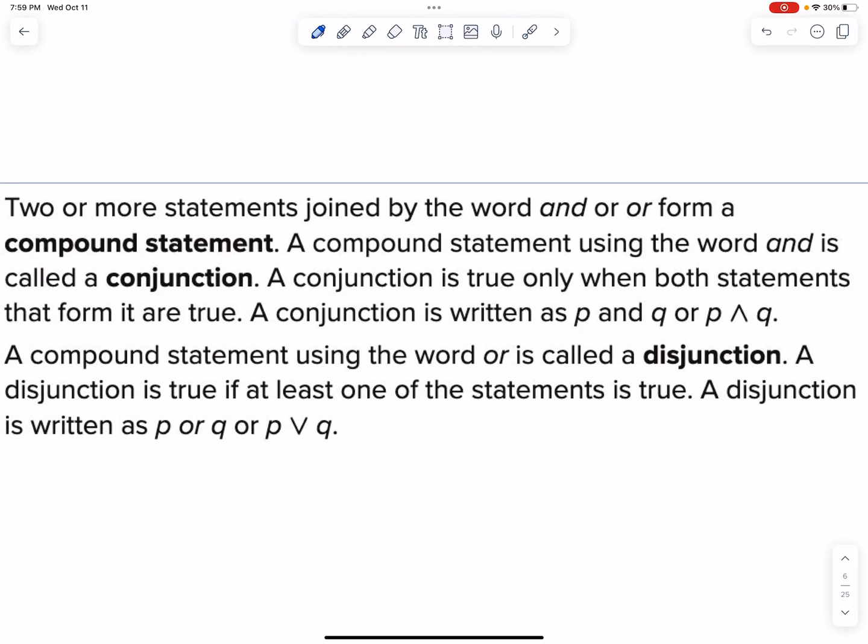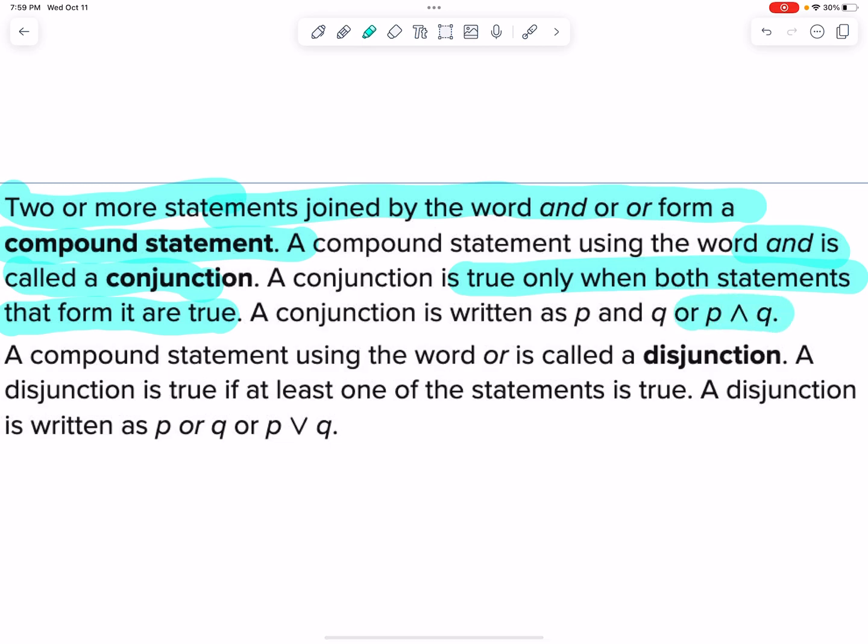Okay, so two or more statements joined by the word and or or form what's called a compound statement. If you want to add compound statement to your notes, it's two or more statements joined by the word and or or. A compound statement using the word and is a conjunction. So an and compound statement is called a conjunction, and it's true only when both statements that form it are true. Both of the statements in a conjunction have to be true in order for P and Q, this notation right here, to be true.